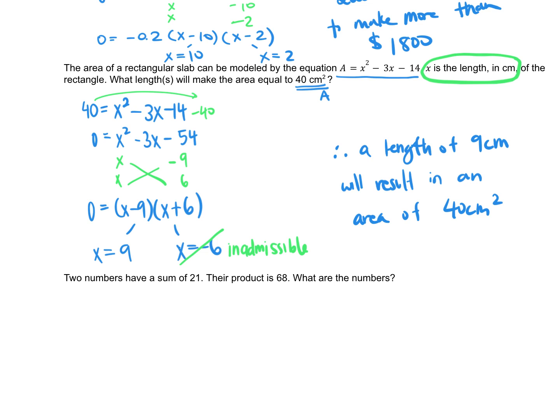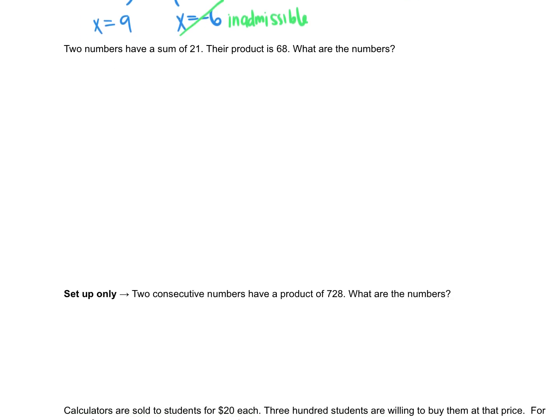All right, let's try some examples where we're not given the equation and we have to come up with it on our own. So two numbers have a sum of 21. Their product is 68. What are the numbers? So first thing, we need some variables. And the question usually has the variables we need. We need to know what the two numbers are. Those are going to be my two let statements. So let x represent first number. Let y represent second number.